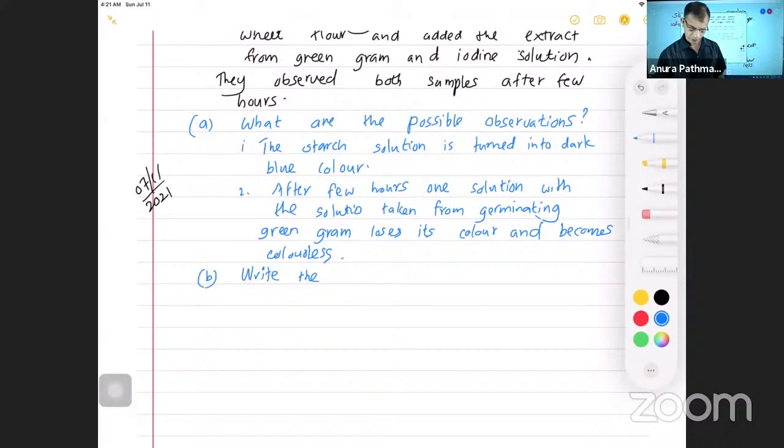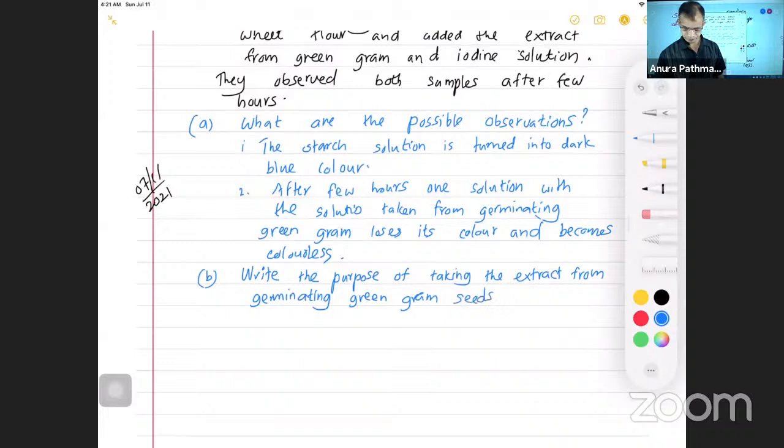Write the purpose of taking the extract from germinating green gram seeds. Write the purpose of obtaining the germinating green gram. What is the reason, children?